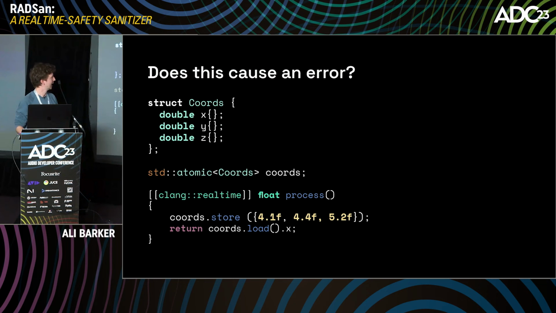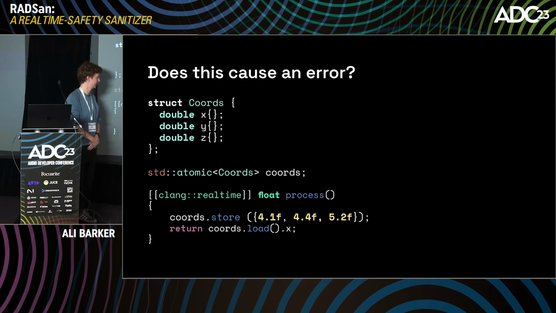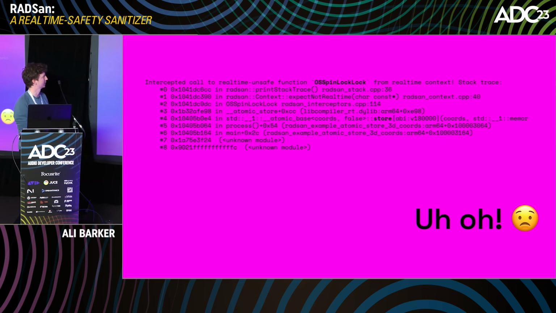So our 2-dimensional audio application was such a success, someone wanted it in 3D. Someone came along and added the third dimension, the Z dimension. The rest of the code is exactly the same. Who thinks this will lock? Okay, and who thinks this won't lock? One person. And it does lock.